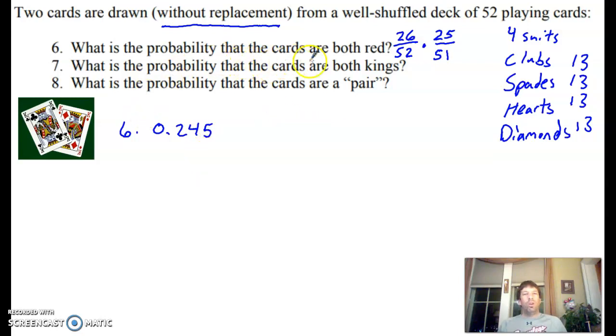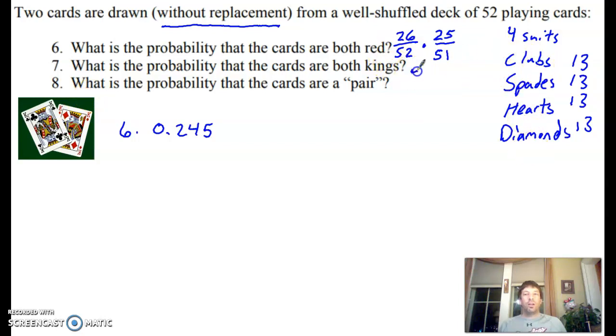For number 7, what is the probability that the cards are both kings? So now, this is what kings look like. For each suit, there's 1 king. Okay, so the probability that the cards are both kings. That means there are 4 kings.